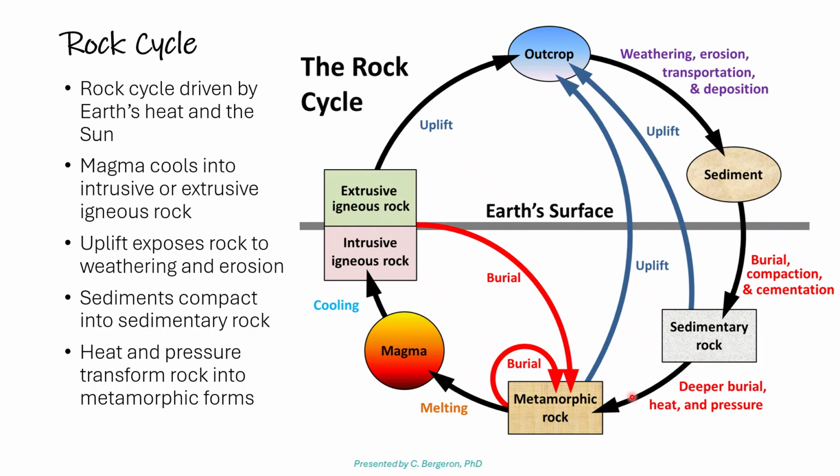Or that metamorphic rock can continue to be buried, and it gets buried to a degree where the pressure and temperature are so great that it creates melting. You have molten rock material, at which point you've created magma. And so that is how you go through the rock cycle.